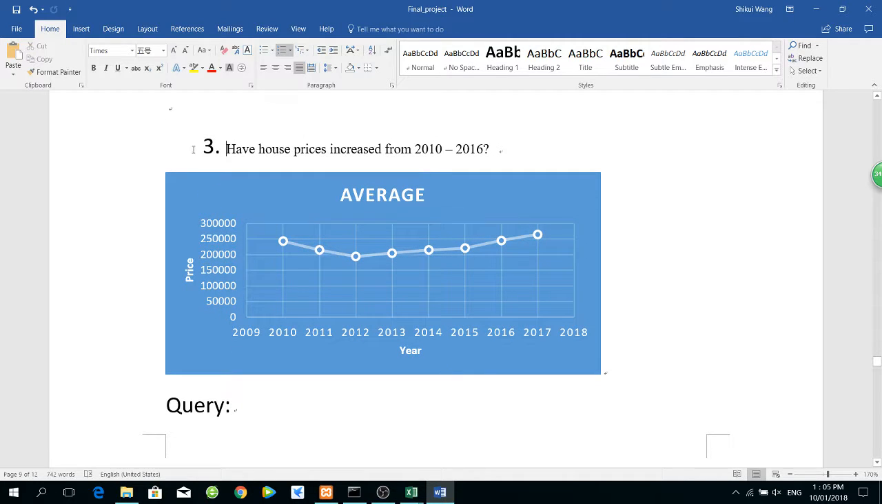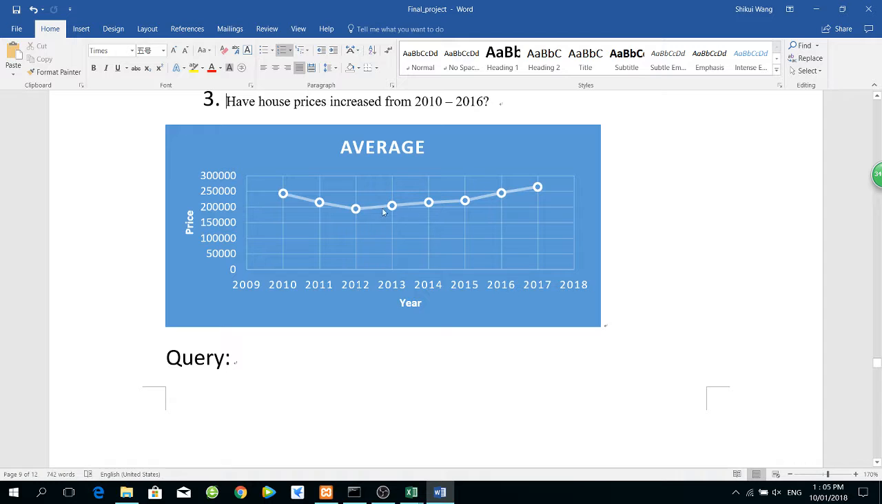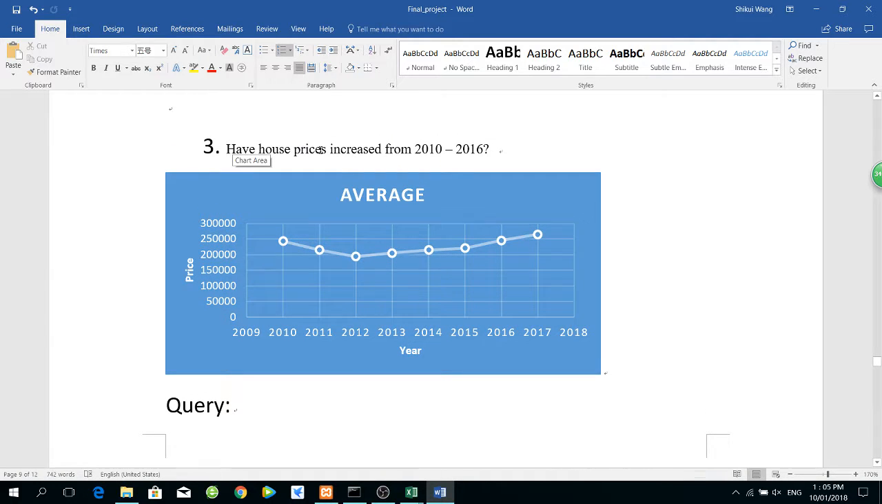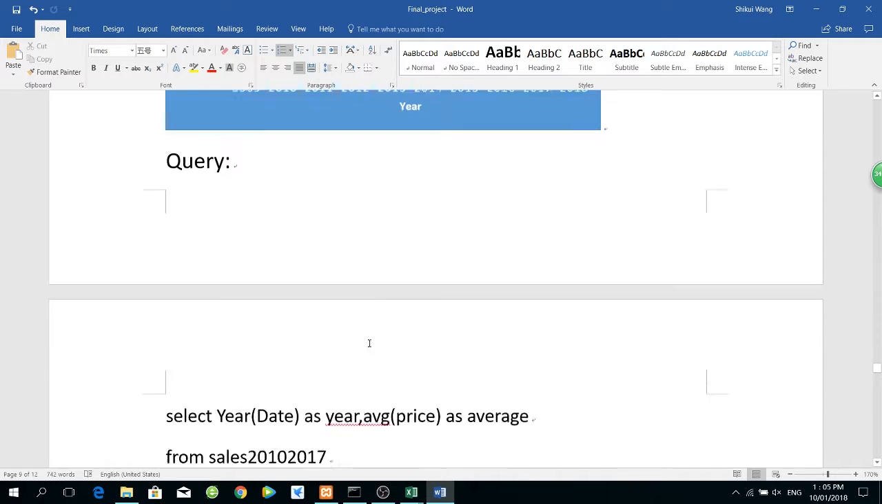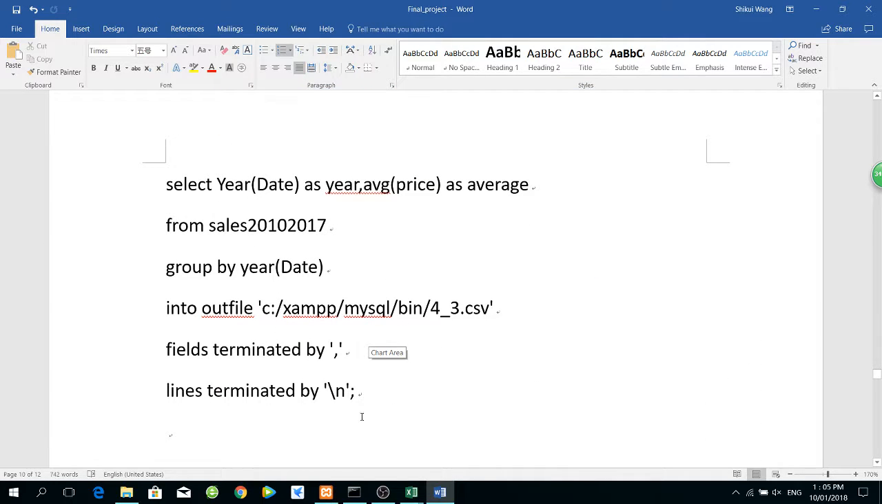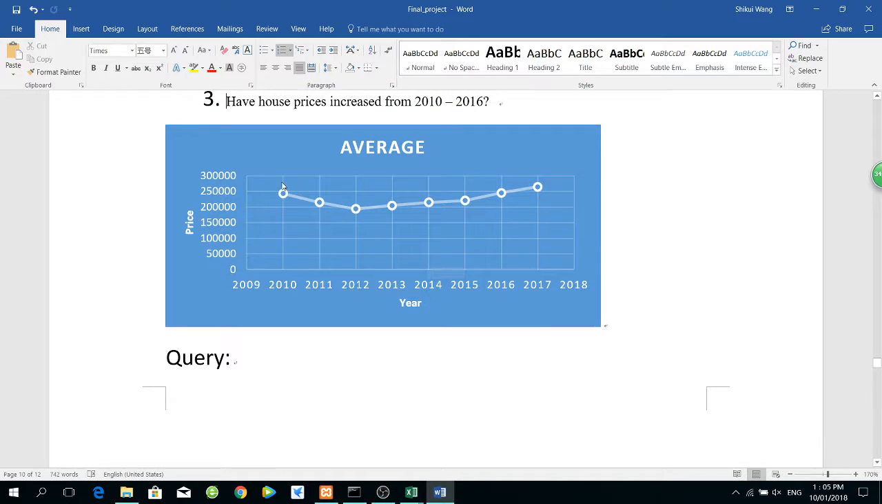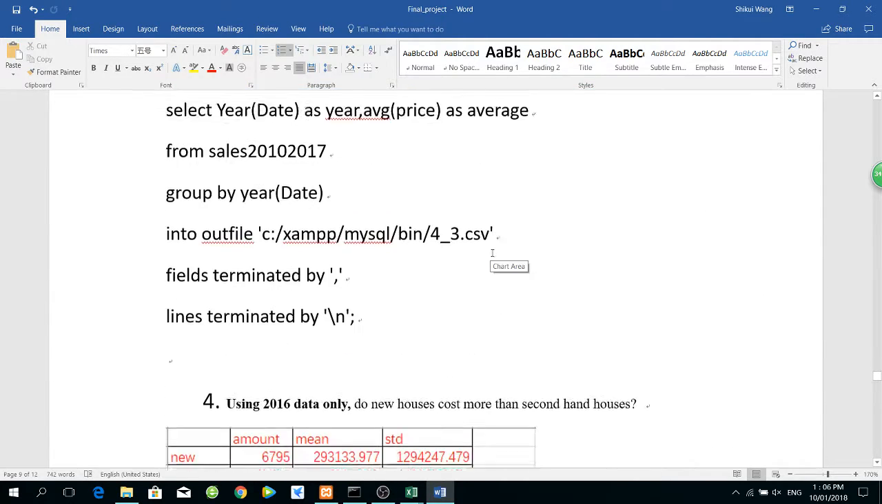So the third one has the house price increase from this graphic. First I got data from this query, and from this graphic you can see that the price decreased from 2010 to 2012, and increased steadily, and now maybe it will start next year.